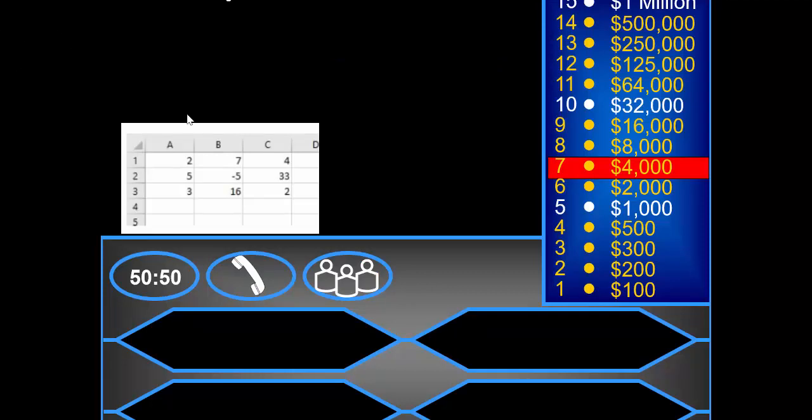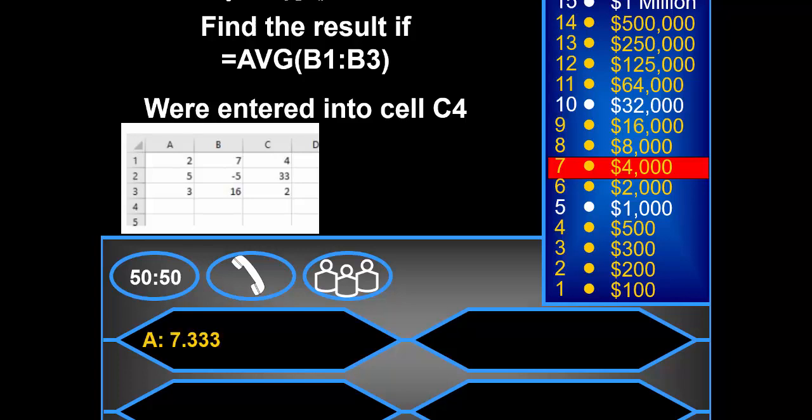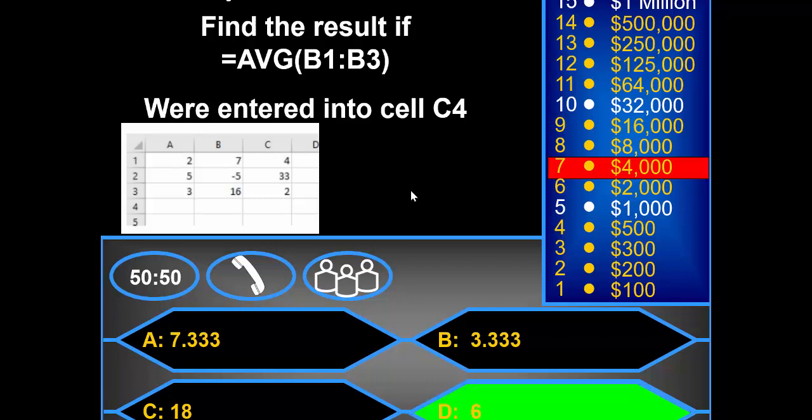Ooh, it's an Excel question. 3 Excel questions on the test. It says find the result if you typed in equals AVG(B1:B3). If you entered that into cell 4 and pressed enter, what would that get you? Let's take a look. And there you go. Hopefully you unpaused the video by now. Let's see if you got it right. The correct answer is 6. To get that answer, you're just going to take the average of these 3 values. So you'll do 7 plus negative 5 plus 16, and then divide that answer by 3.